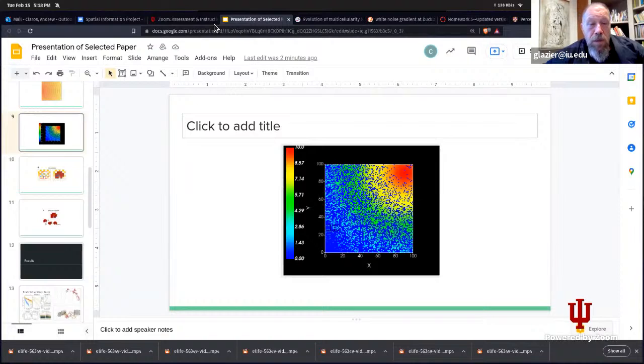Another thing, Giuliano, you might show people how to do is to set up movies, to take time series movies and screenshots, because we haven't really gone over that, and we're getting to the point where that would be useful. Okay, Andrew, please go ahead.